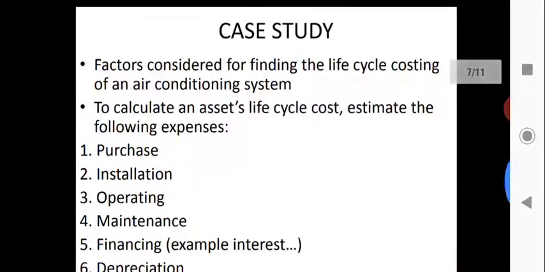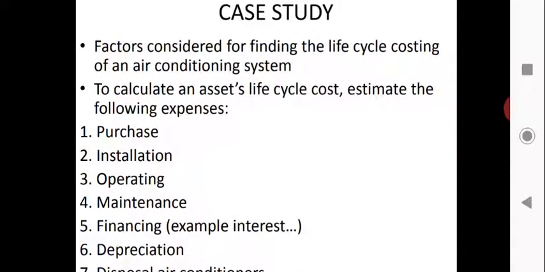Next we see the case study: factors considered for finding the life cycle costing of an air conditioning system. To calculate an asset's life cost, estimate the following expenses. First, estimate the purchase, that is 50,000 rupees for an AC. Second, installation. You need to get some engineers to install it, so you need to give an extra 500 rupees for them.